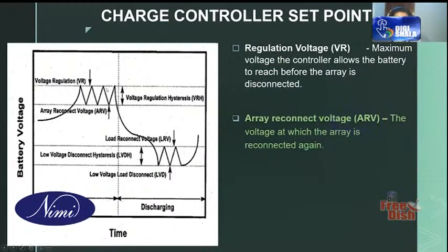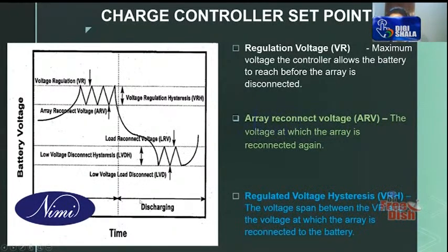At 13 volts, the battery was cut off from charging, but after that the battery is discharging. Suppose it goes to around 12 volts, at 12 volts we have to charge it again. So this 12 volt point is called ARV. This voltage swinging, the voltage span between the PR and ARV, is called voltage regulation hysteresis, VRH. This is the period where the pulse modulation is happening. So this is the function happening during charging of the battery.